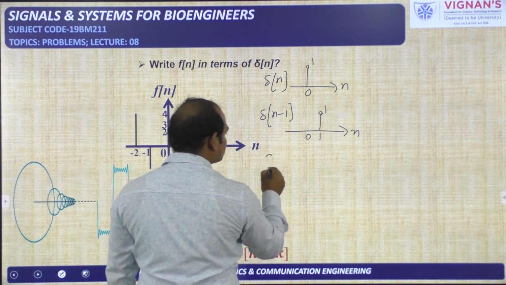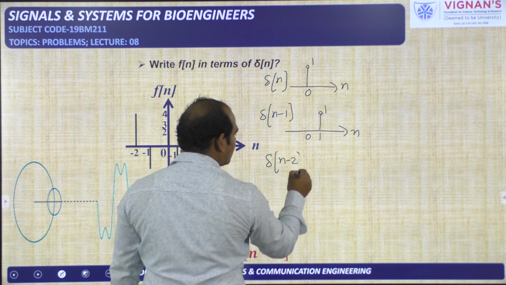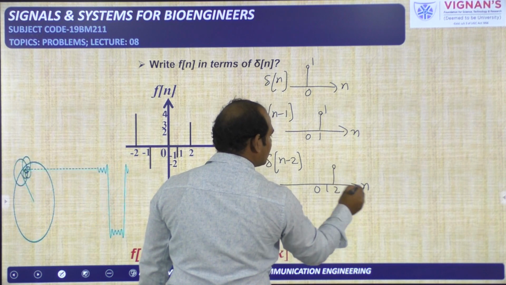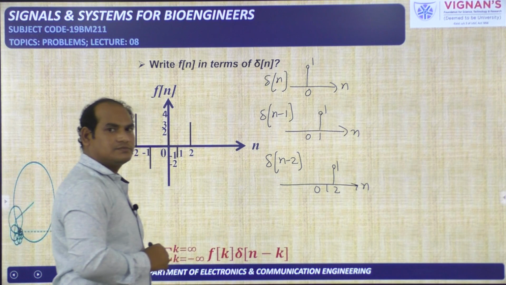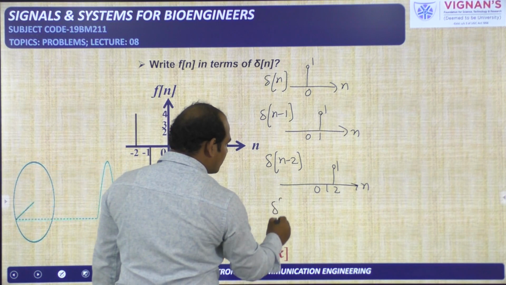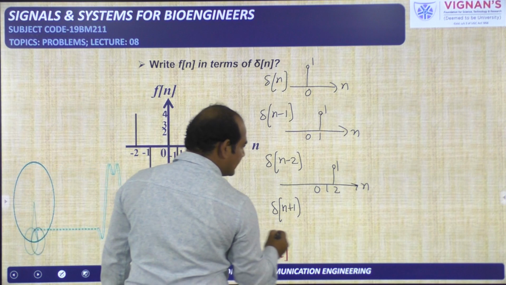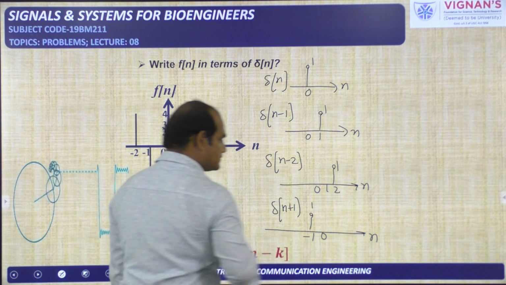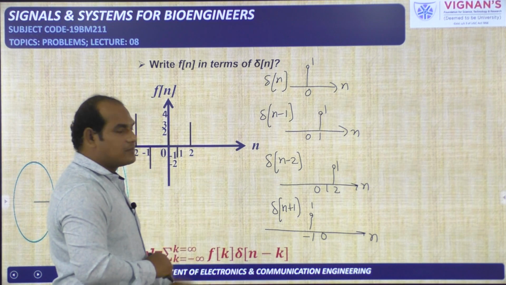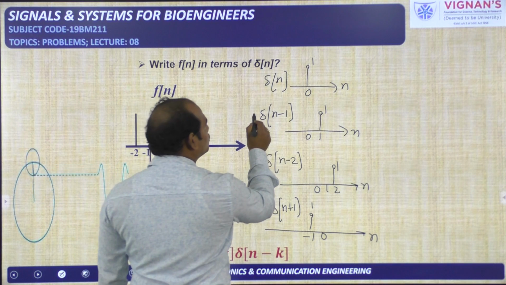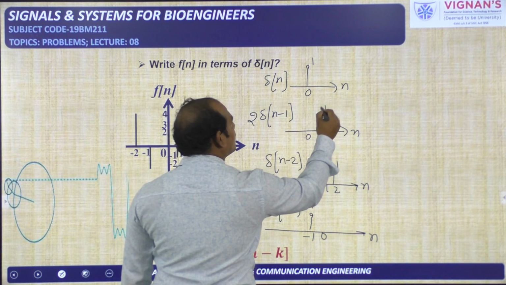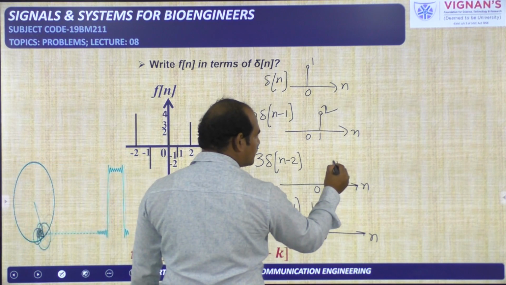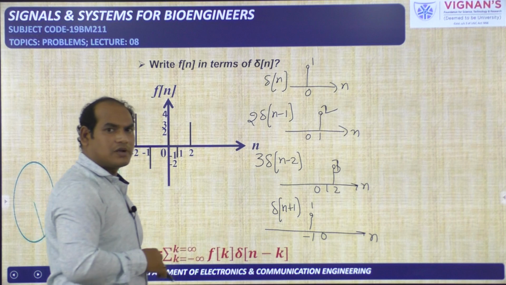And del of n minus 2 is the impulse available at n is equal to 2 with amplitude 1. If you have del of n plus 1, it is the advanced version, the impulse signal is shifted left side by 1. Like this we can take. Now if you want 2 times del of n minus 1, here you have to take amplitude 2. For 3 times del of n minus 2, here you need to take amplitude 3. Like this you can represent.